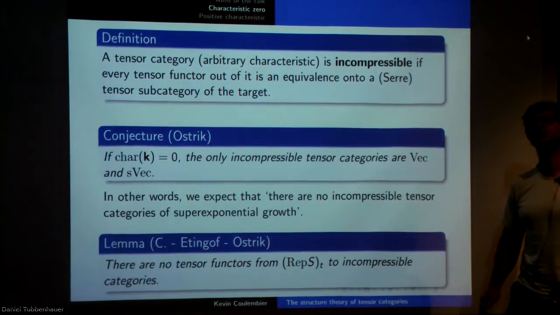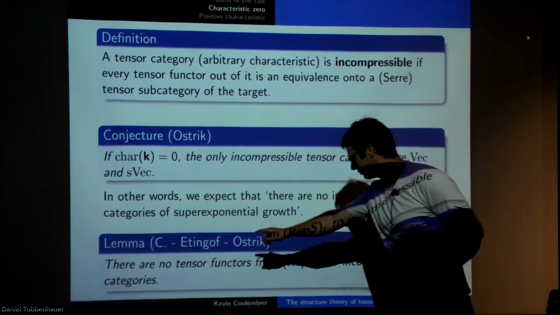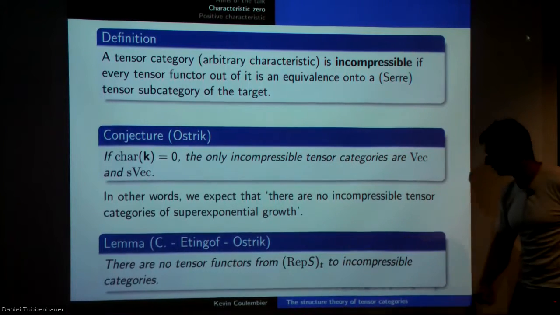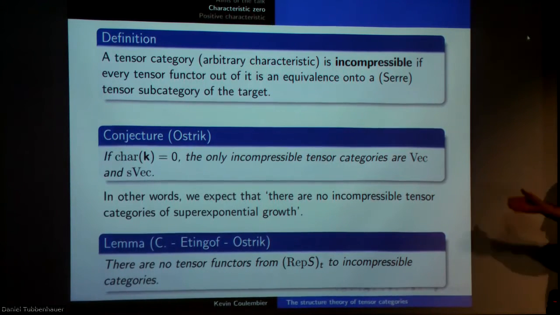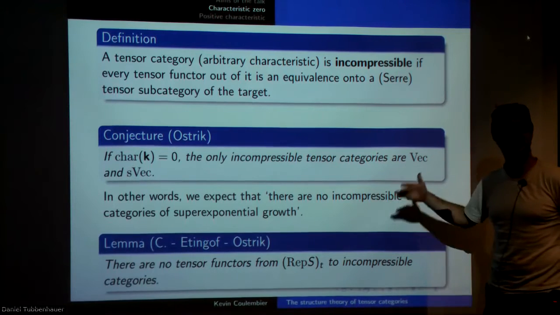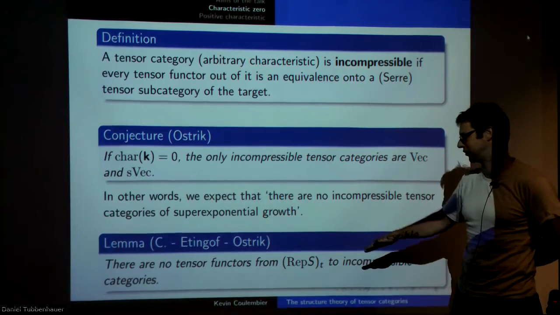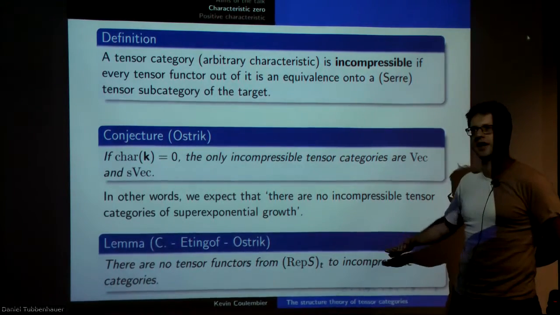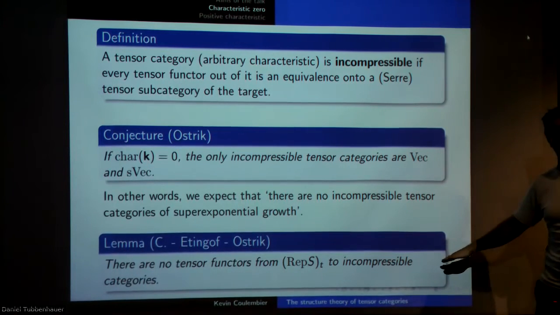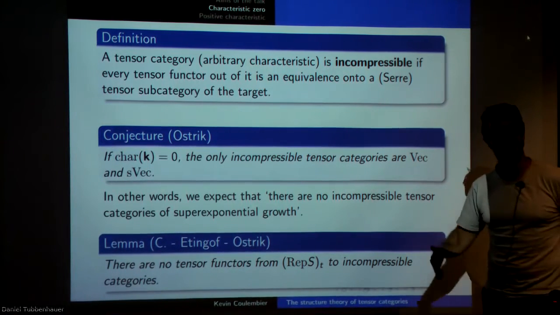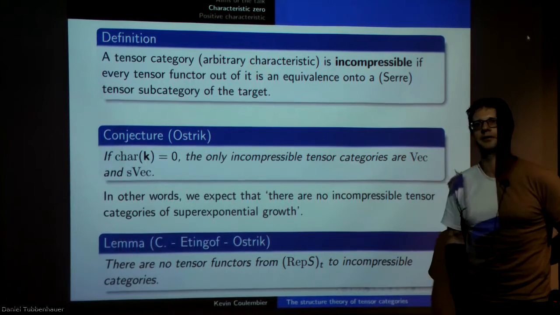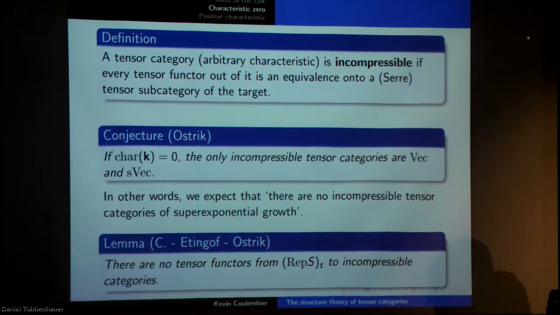So what we've proved so far is that there's no tensor functors from Rep S_t to any incompressible categories, which is, but at least we have found something that we can tell for sure. This doesn't go to anything incompressible. So at least it prohibits the idea that everything goes to something incompressible. And I believe it.